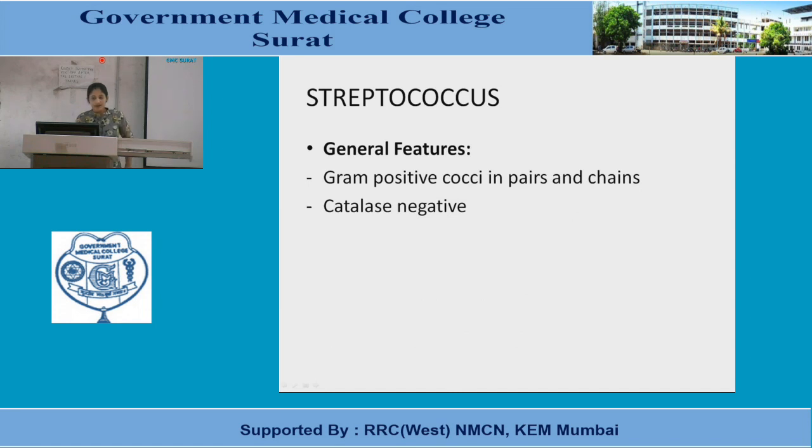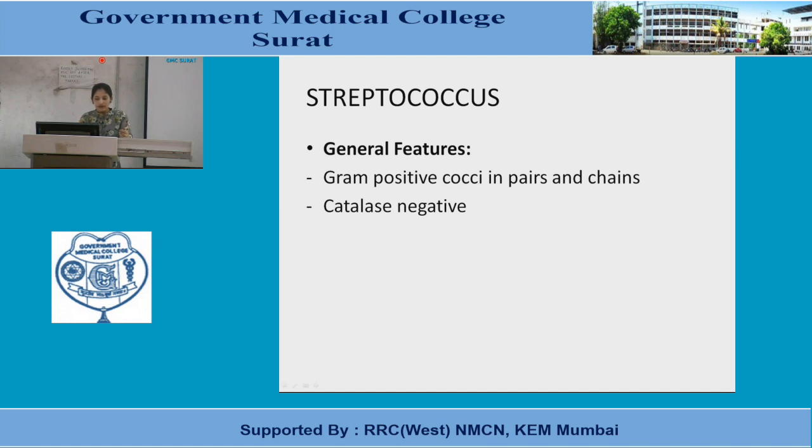Now see what is Streptococcus. The general features of Streptococcus are that they are gram-positive cocci, the same as Staphylococci. Staphylococci are also gram-positive cocci, but the arrangement of the cocci is different. The gram-positive cocci are in pairs or in chains. In contrast, the gram-positive Staphylococci are arranged in a grape-like cluster, and here in Streptococcus, they are arranged in a chain.